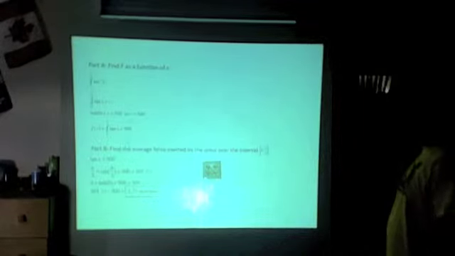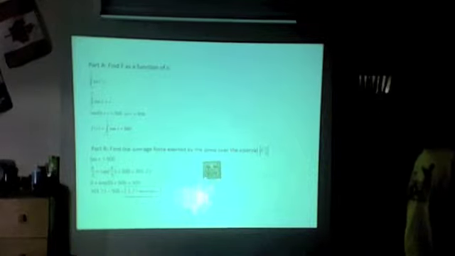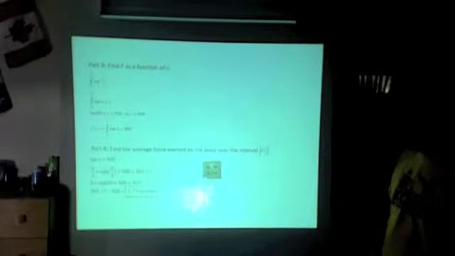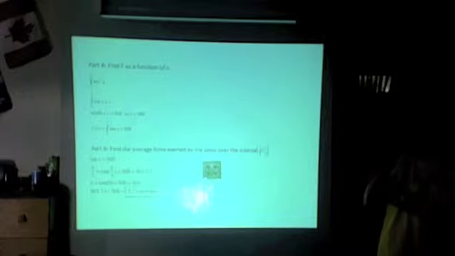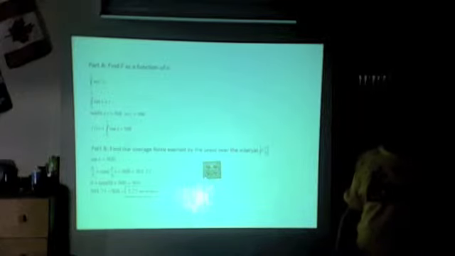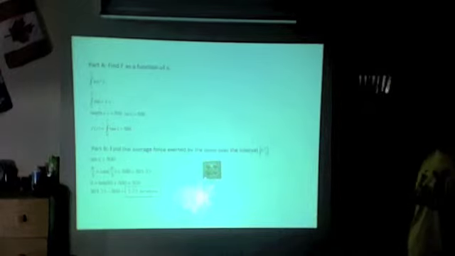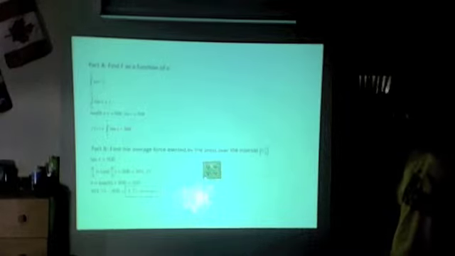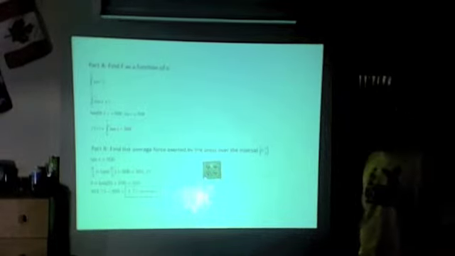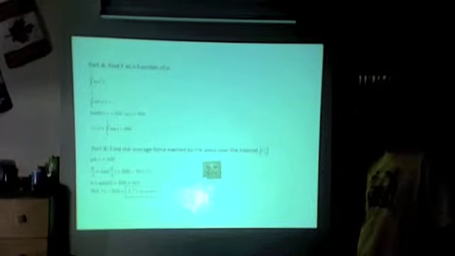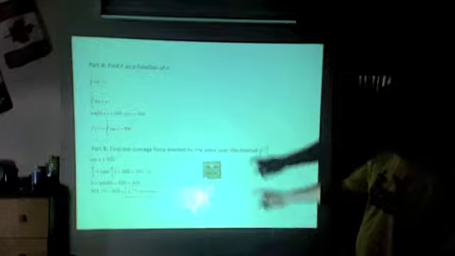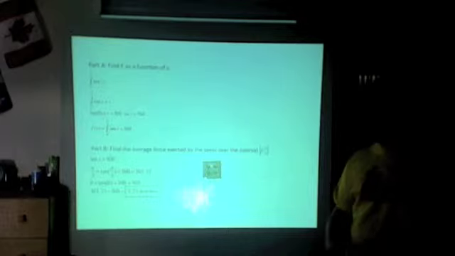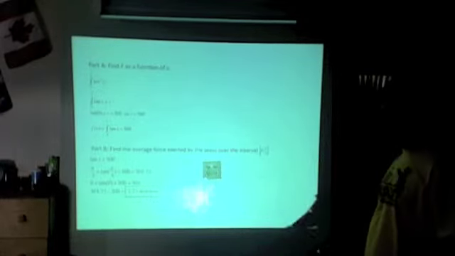Alright, so part A. Find F as a function of x. Up here, we have the integral of secant squared x as 0 goes to pi over 3, and it's secant squared x because it's given in the problem. So you take the integral of that, which is tan of x, and you add c. As f of 0 equals 500, you plug in 0 for x and set it equal to 500, so you have tan of 0 plus c equals 500. And tan of 0 equals 0, so c will equal 500.